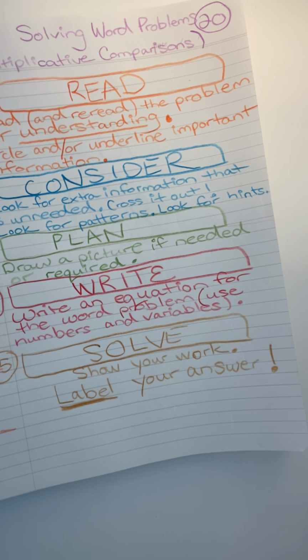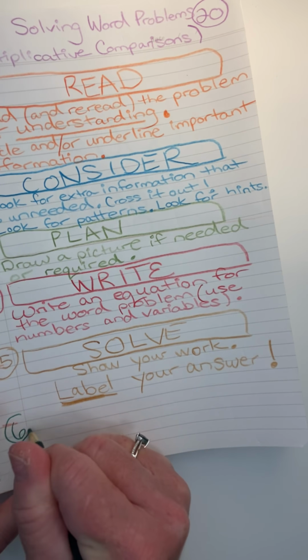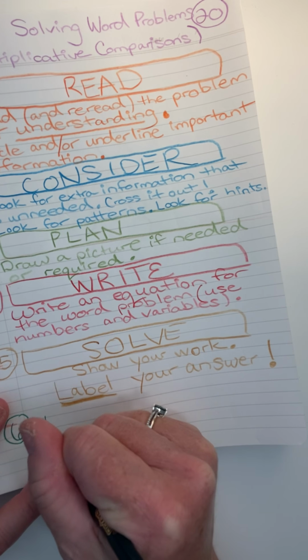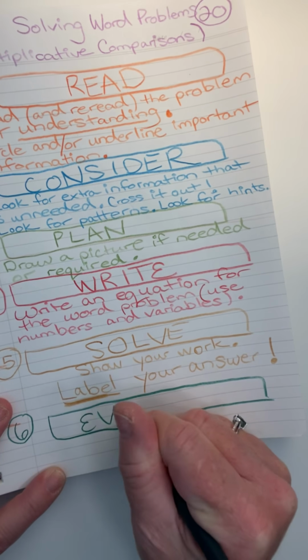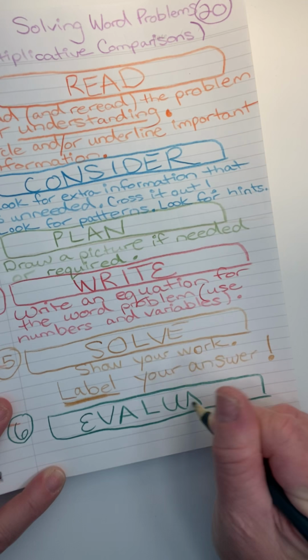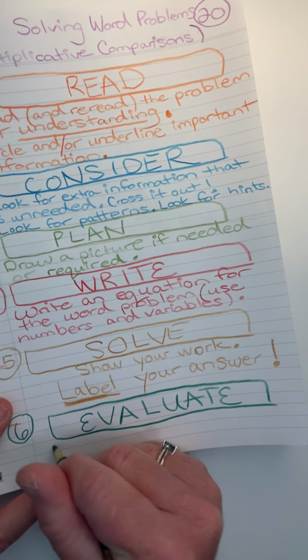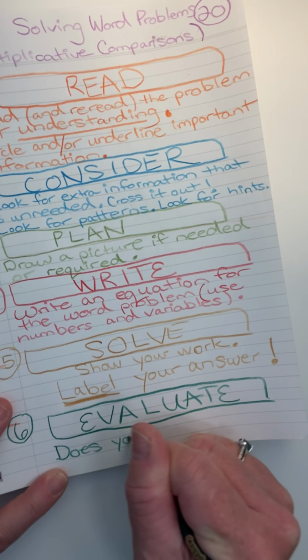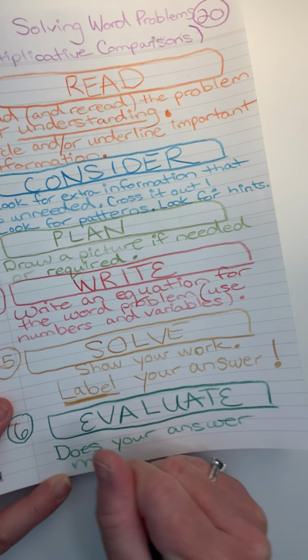Okay, and then change colors, and we have one final step to solve our multiplicative comparison word problems. So step number 6, our last one, we are going to write evaluate. What does that mean? Does your answer make sense?